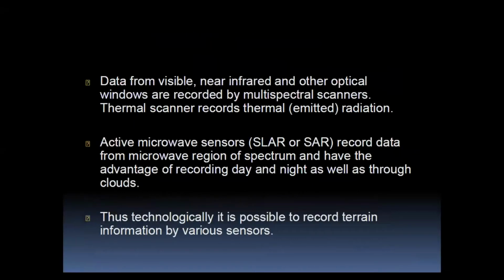Data from remote sensing can be recorded in near infrared and other optical windows, and some of it can be recorded in multispectral scanners. Some of them are thermal scanners. As you guys know, electromagnetic energy has a complete window of radiations or energies, and we can select some of these energies, and based on that we can use the data for capturing various features or materials on earth.